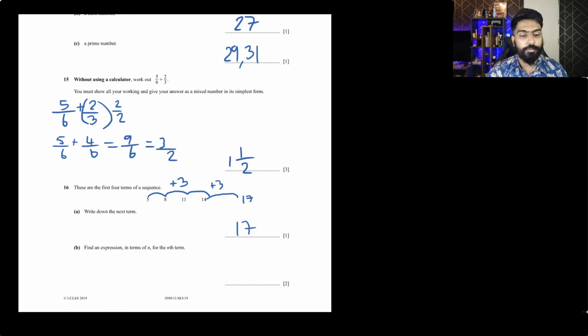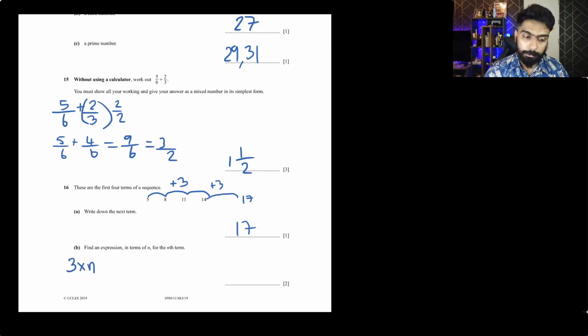Now finding the nth term, all right guys. This is the way that I solve it, and I teach my students to solve it. So if each term is increasing by 3, when we find the nth term, the first one is immediately multiplying with n.